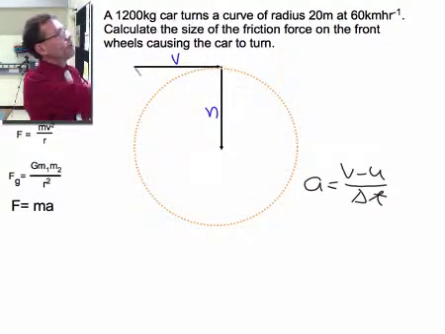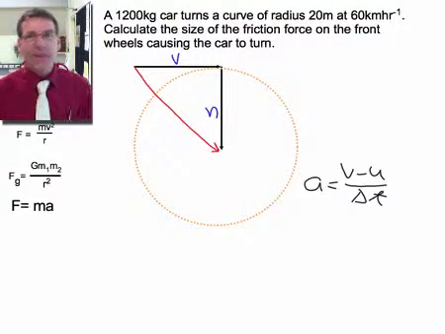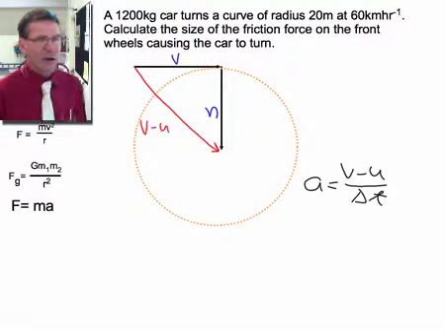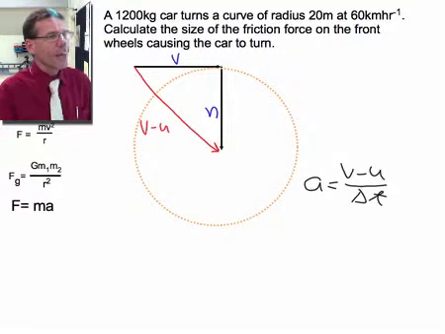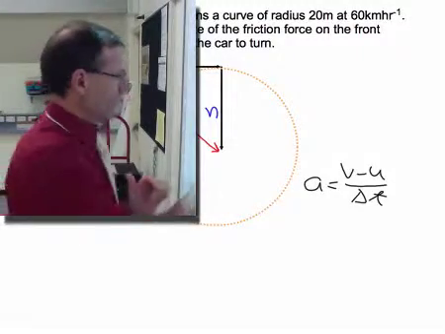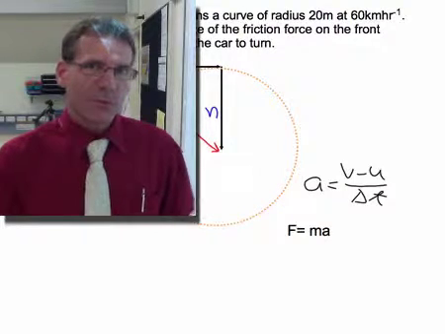And if we look at the resultant, which is from where we begin to where we end, we can see that the v minus u, the change in velocity, the direction of the change in velocity is towards the centre of the circle. In other words, when you're travelling in a circle, you're always accelerating towards the centre of the circle. And if we think about F equals ma, therefore the force is always towards the centre of the circle.